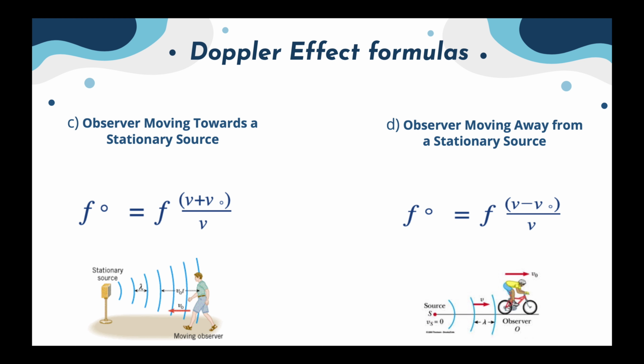Situation D, observer moving away from a stationary source. If the observer is moving away from the stationary source, the observed frequency is lower than the source frequency. Since the observer is moving away, the velocity of the observer becomes negative. So instead of adding the velocity of the observer, we now subtract, since the velocity of the observer is negative. So the equation will be observed frequency equals actual frequency times the velocity of sound waves minus the velocity of the observer, over the velocity of sound waves.